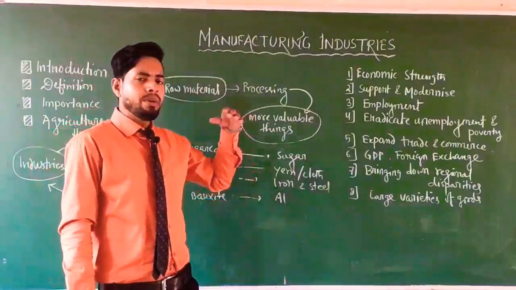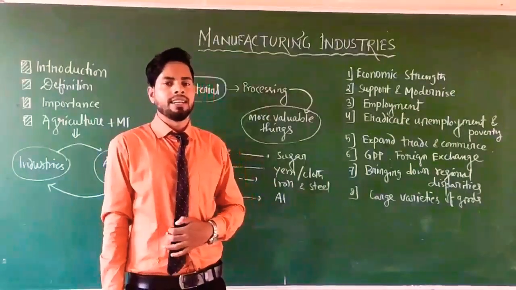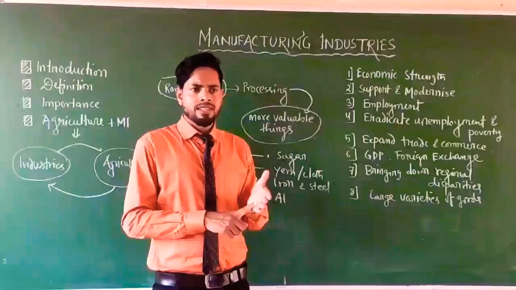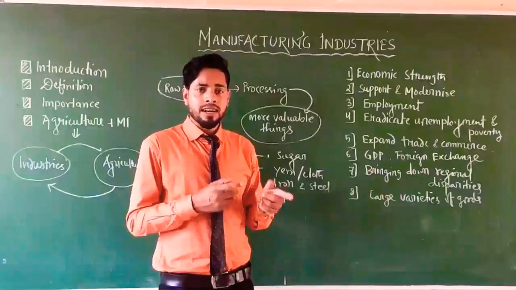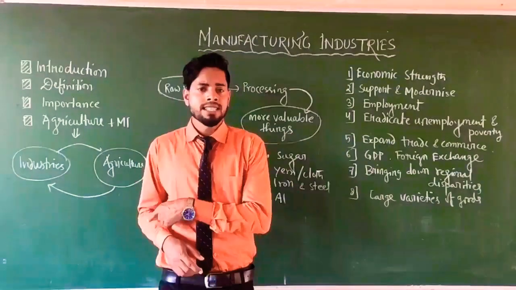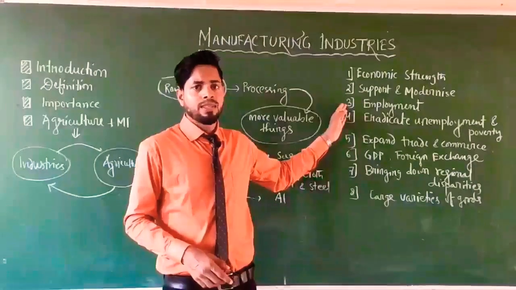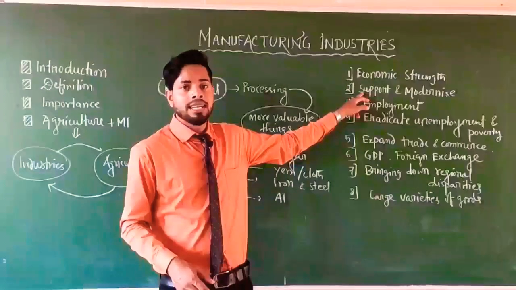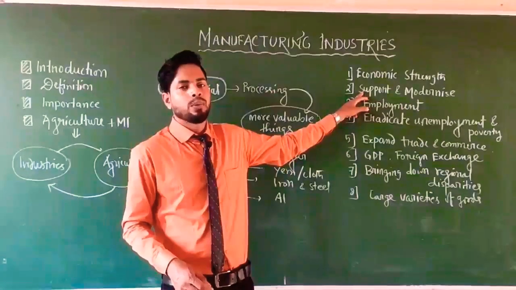Second point, manufacturing industries support and modernize Indian agriculture. How do manufacturing industries support and modernize Indian agriculture? Industries provide so many tools and materials to agriculture. Which tools? Tractor, harvester, thresher, combine, PVC pipe, fertilizers, pesticide, insecticide. So many things are provided to agriculture for development. So manufacturing industry directly helps and supports agriculture to increase production and modernize the agriculture.